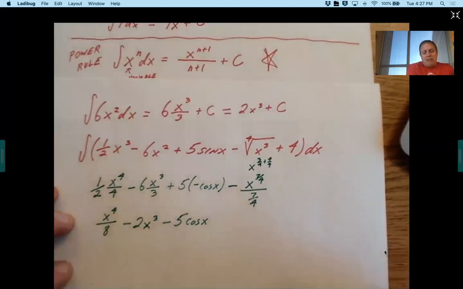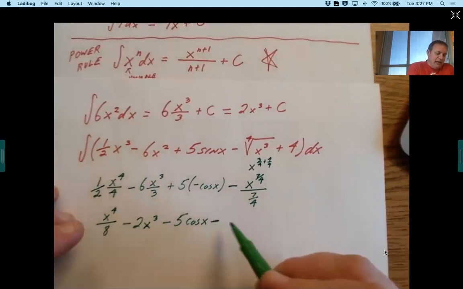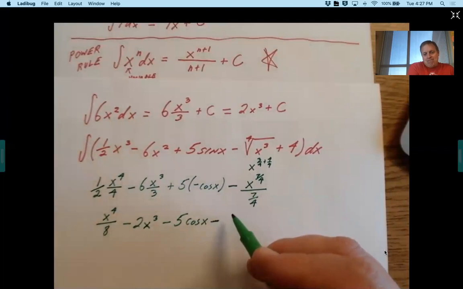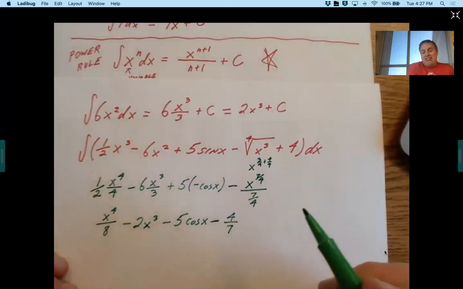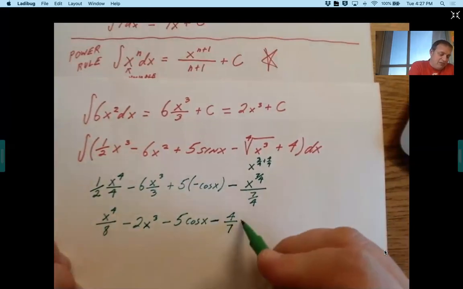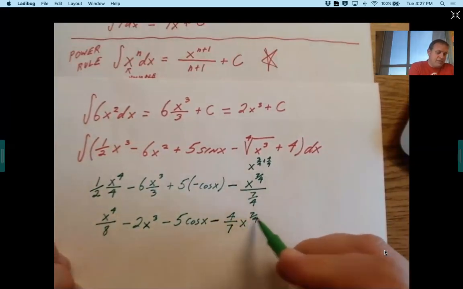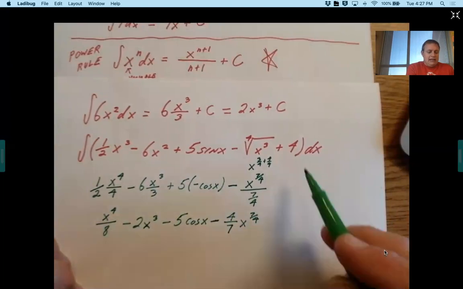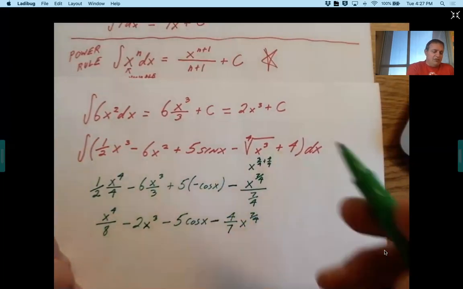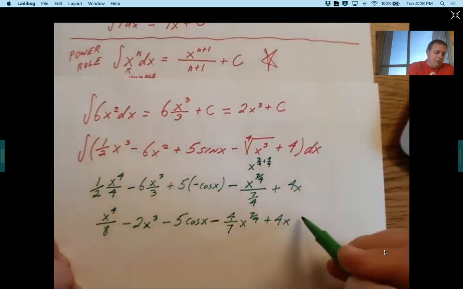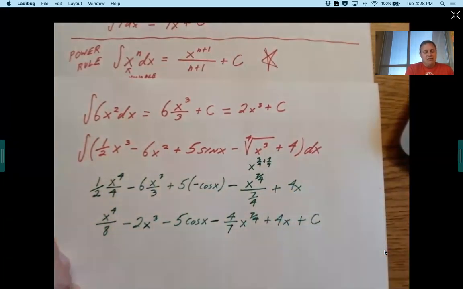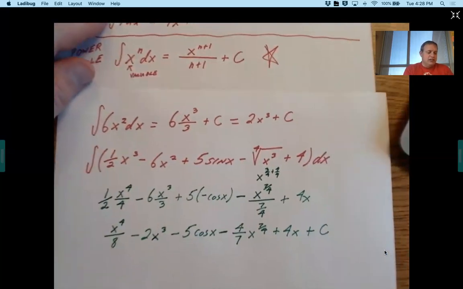Now, I can't leave a fraction inside of a fraction. So what we've seen all year is when that happens, we're dividing by 7/4, that's the same as multiplying by 4/7, and we get to here. And then we have a constant. Its derivative is just 4x. We bring that down plus some constant c. This is the antiderivative. This is the solution to the differential equation.